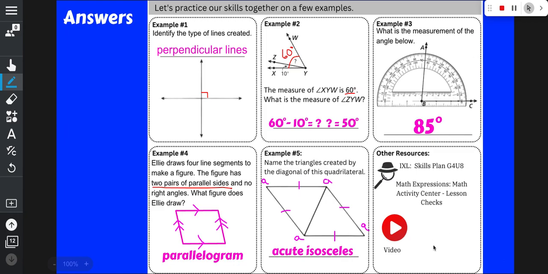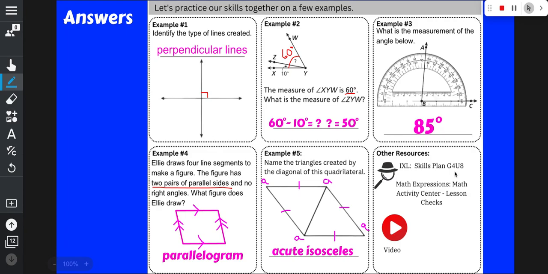And the last example that we have, name the triangles created by the diagonal of this quadrilateral. So we took a quadrilateral, we diagonally cut it in half, and now we can name the triangle that was created. All the angles on the triangle are acute, so its first name is acute. And 2 of our sides are congruent because this is a rhombus, so it is an acute isosceles.